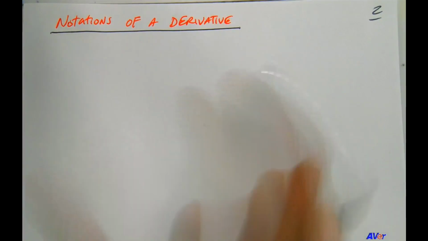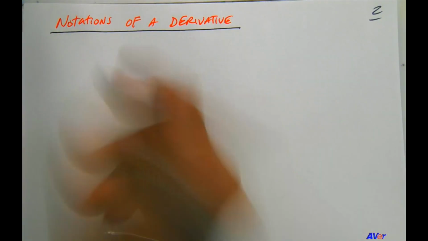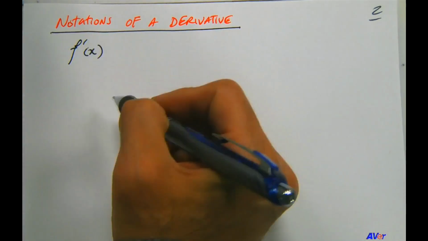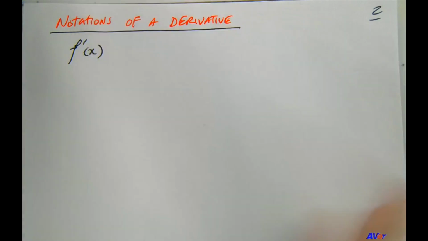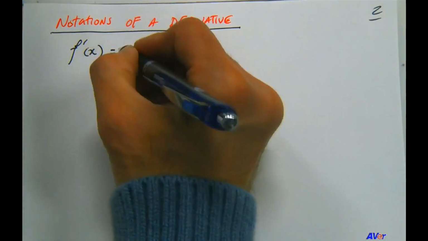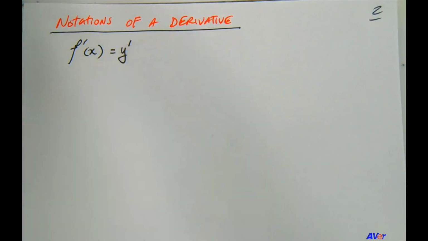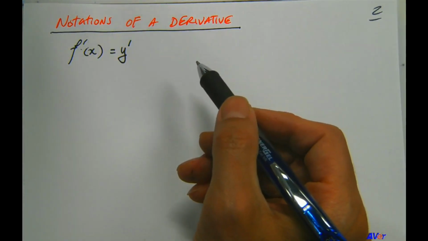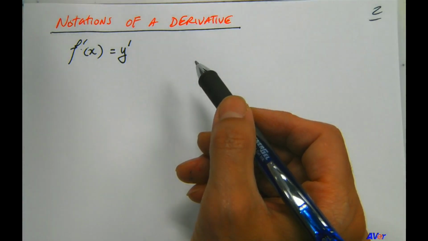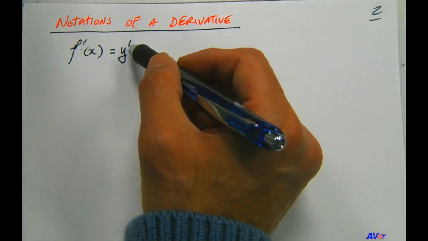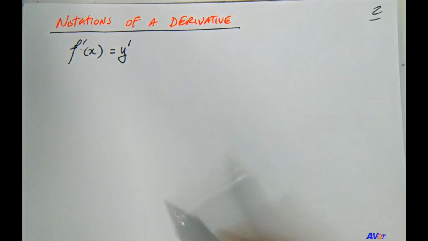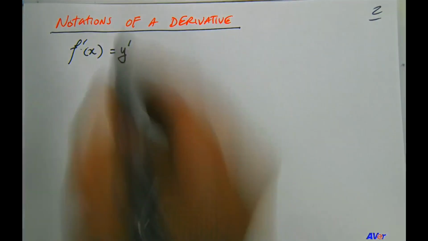All right, so we're already familiar with one form, right? We know that f prime x is one notation of a derivative. So what's another notation for this? Well, we can use y prime. If the original function is called f of x, then the derivative of it would be called f prime of x. Or if the original function is called y equals something, then the derivative of it would be called y prime. Or if it's called g of x, the original function, the derivative would be g prime x.